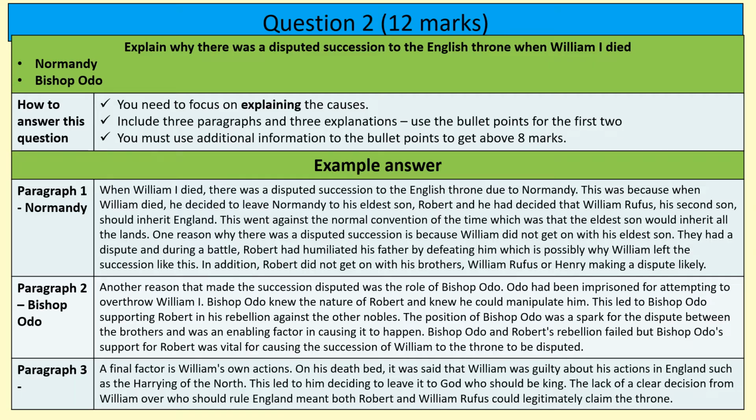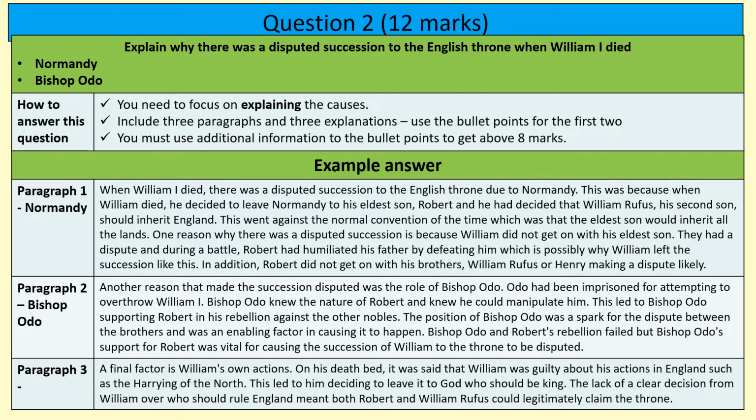One reason why there was a disputed succession is because William did not get on with his eldest son. They had a dispute, and during a battle, Robert had humiliated his father by defeating him, which is possibly why William left the succession like this. In addition, Robert did not get on with his brothers William Rufus or Henry, making a dispute likely. So we've got there some key reasons linked to that idea of Normandy.